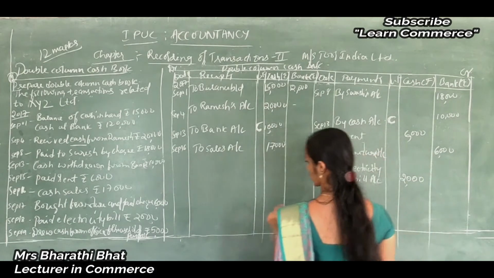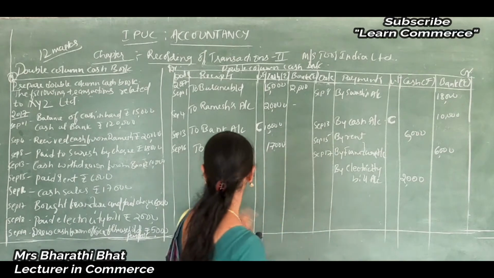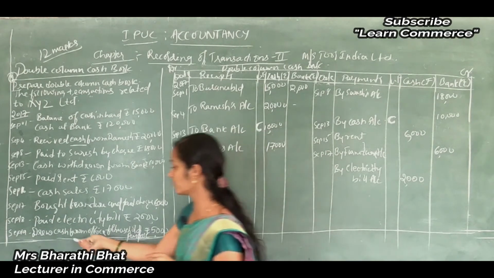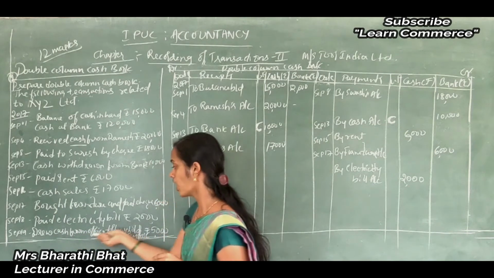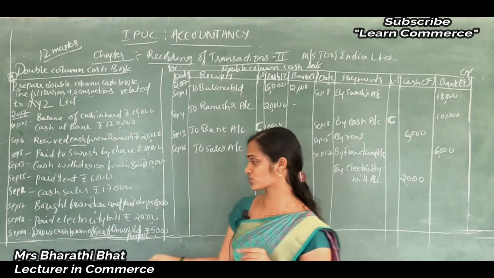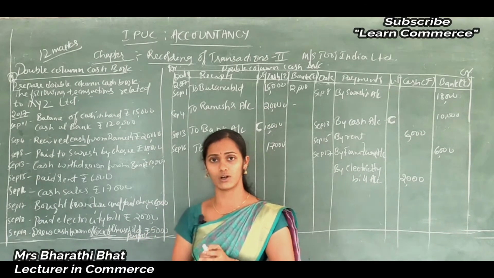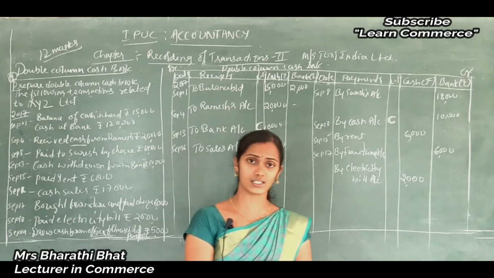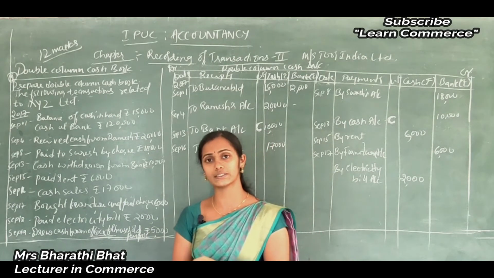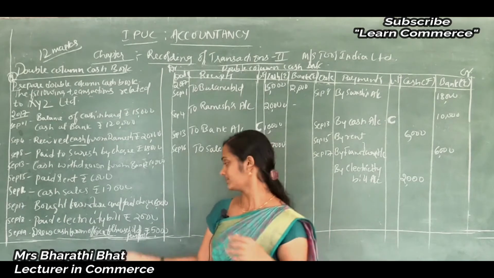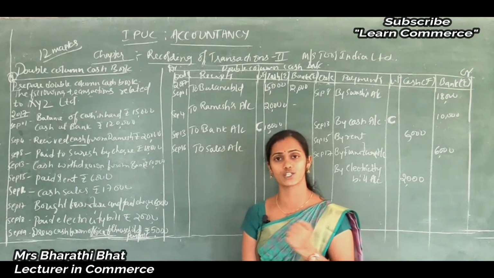So, cash column 2,000. And drew from office for household purpose. Clearly they mentioned drew from office for household purpose, that is for personal use. The owner of the business withdrew amounts from office for his personal use. That's why it is called as what?